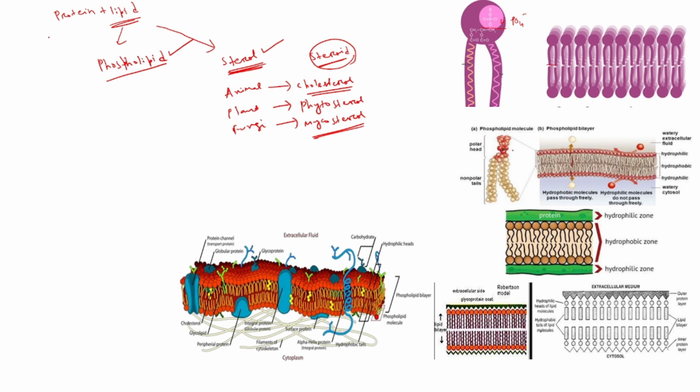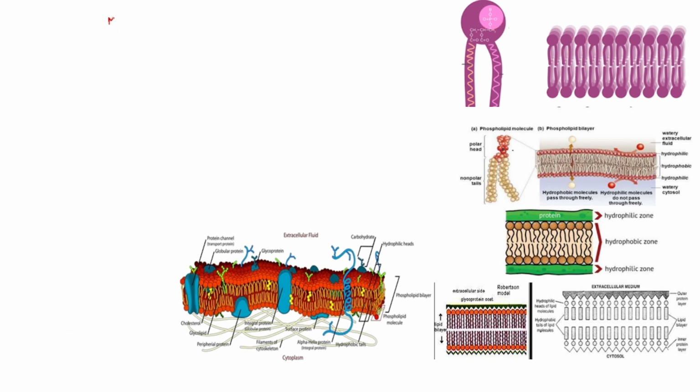So now come to the protein. Along with the lipid, some proteins are present here, in between. So this is all about the structure of the plasma membrane. Now come to the models of the plasma membrane. What are the models of the plasma membrane? That means the sequence of the discovery of the plasma membrane.